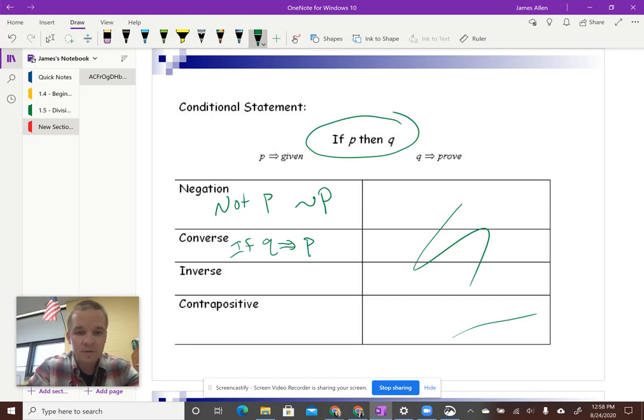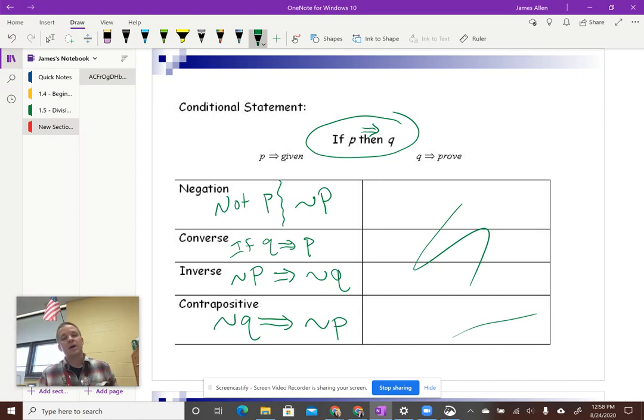All right, inverse. What we do is we just negate both. So that would be, if not P, then not Q. Then can be written, if you haven't picked up on that, with a double arrow like that. So you'll see a lot of symbols instead of writing out words in math. We're going to continue doing that. Contrapositive is basically a combo of both converse and inverse. We go not Q, so we reverse it and we negate it, then not P.